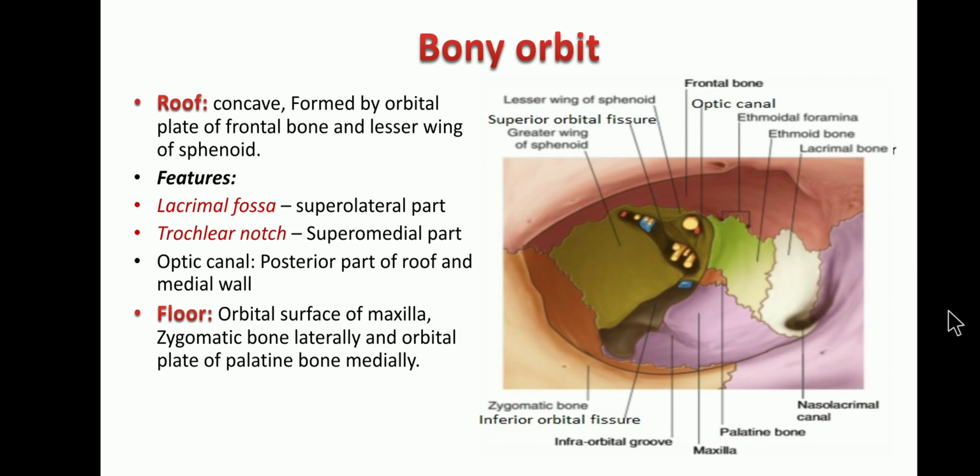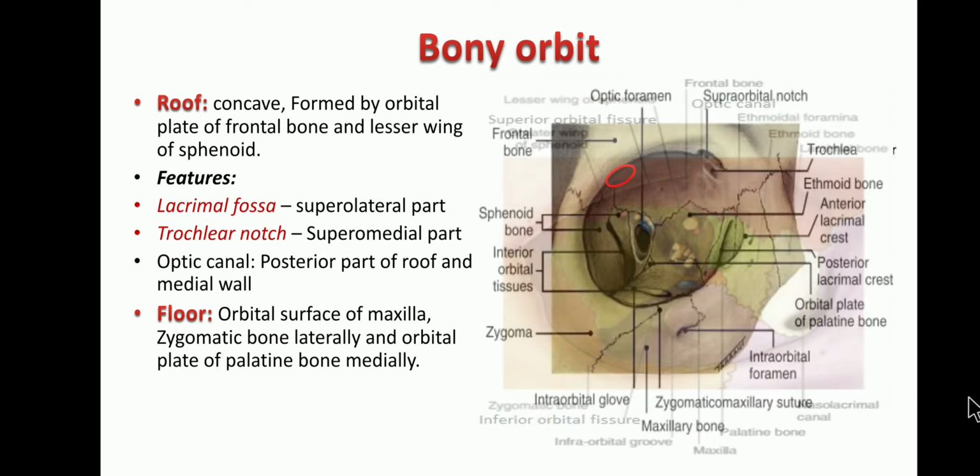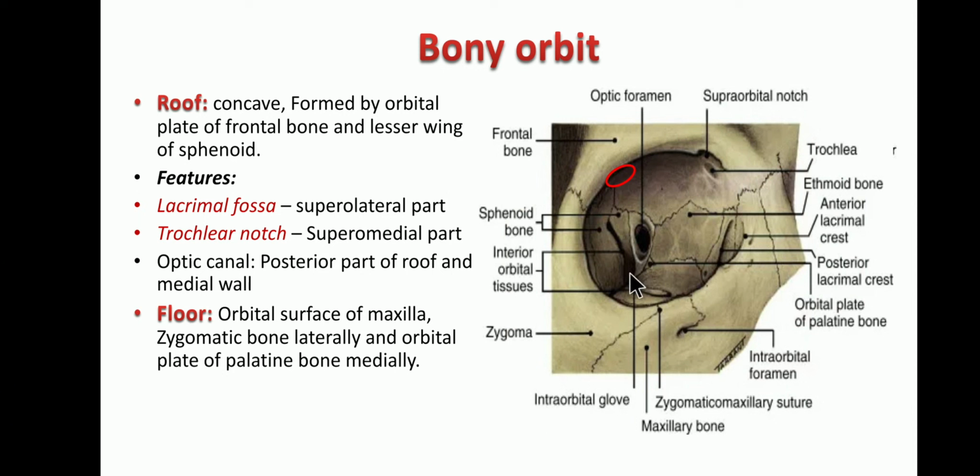So now coming to the floor of the orbit, it is mainly formed by the orbital surface of the maxilla, as I told you. Laterally, it is supplemented by the zygomatic bone. You are able to see that, and more posteriorly and medially, it is by the orbital plate of the palatine bone. You see the infraorbital groove, which transmits the infraorbital vessels and nerves, and that opens into the infraorbital foramen, through which the infraorbital nerves and vessels emerge.